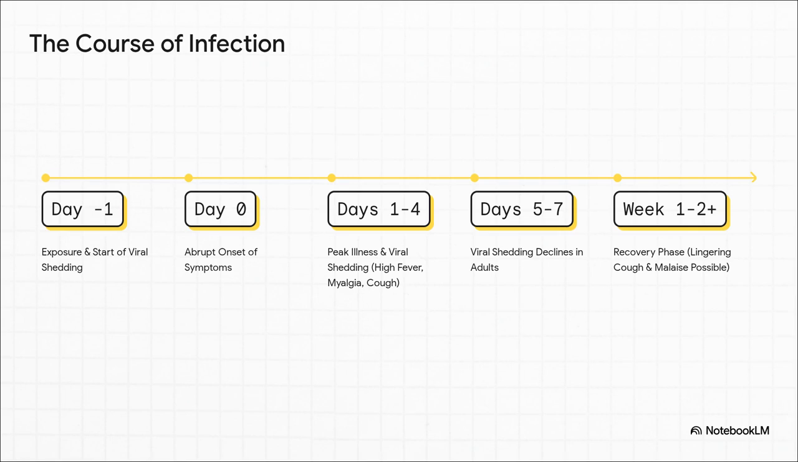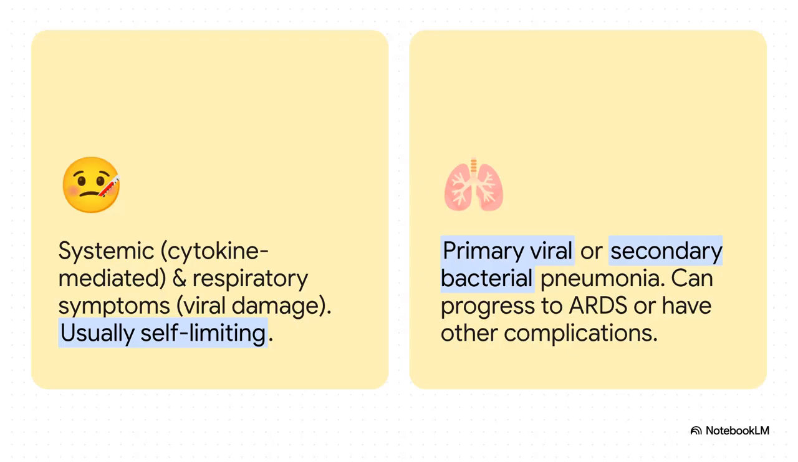Viral shedding often starts before the person even feels sick. And you know what that means? It's a huge factor in how efficiently this virus spreads through the community. Now, for most people, it's a self-limiting, albeit miserable illness. But the real danger, the thing we're always watching for, is severe complications.